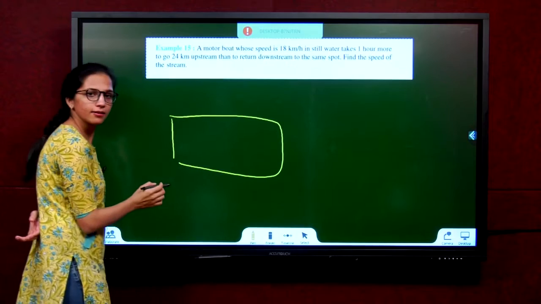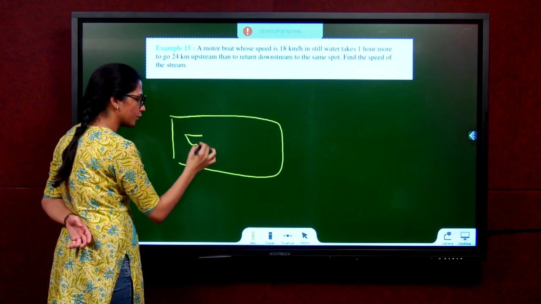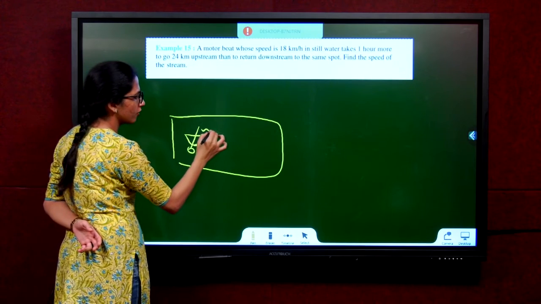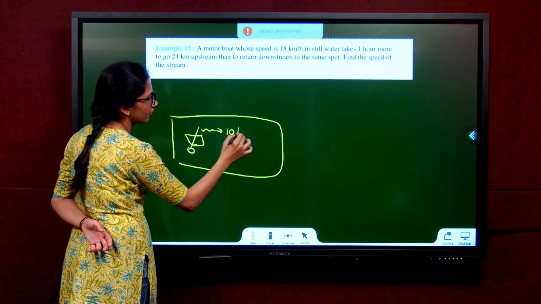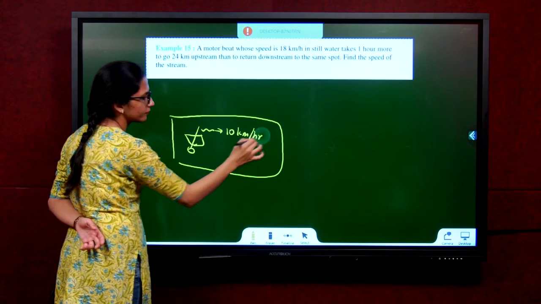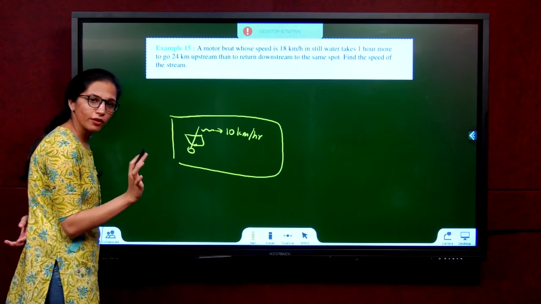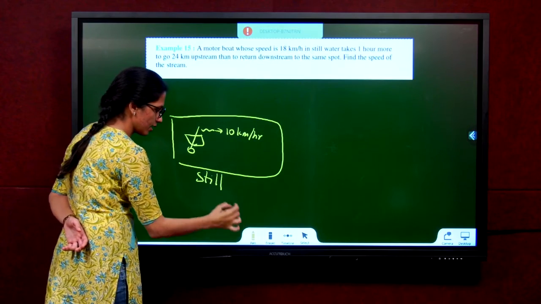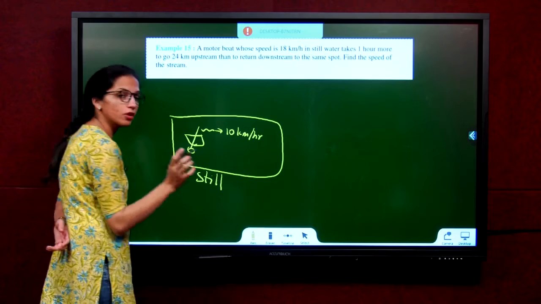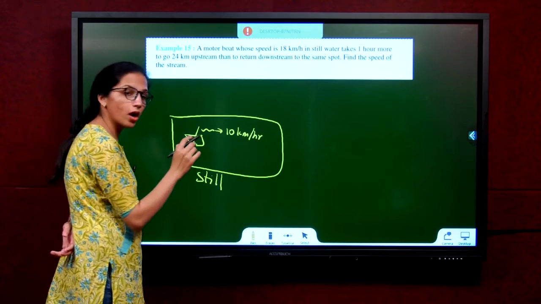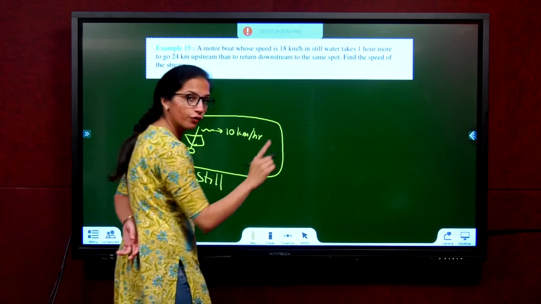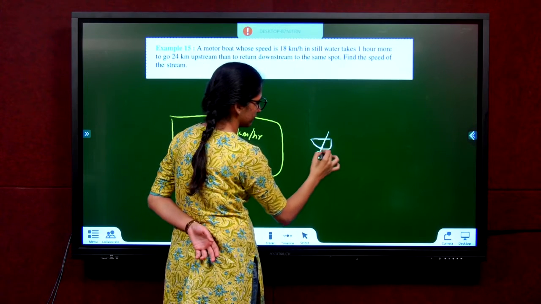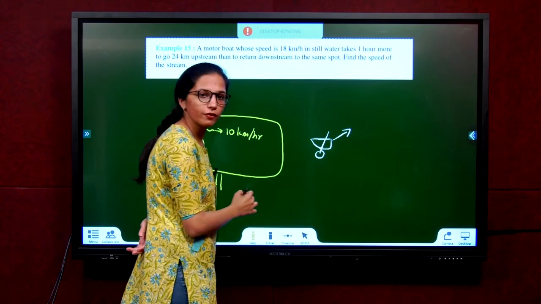This is a lake. In the lake, I am rowing the boat at the speed of 10 km per hour. Water is not flowing. I am in a lake. It is still water. Now let us say I am not in still water. What if I am now flowing upwards?